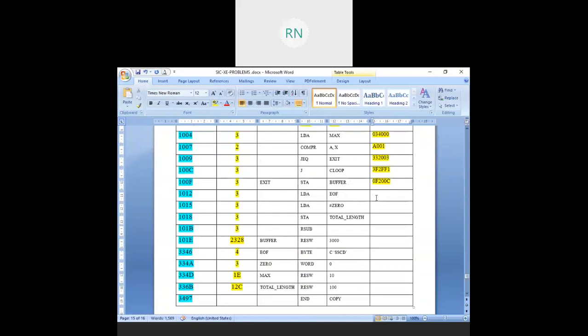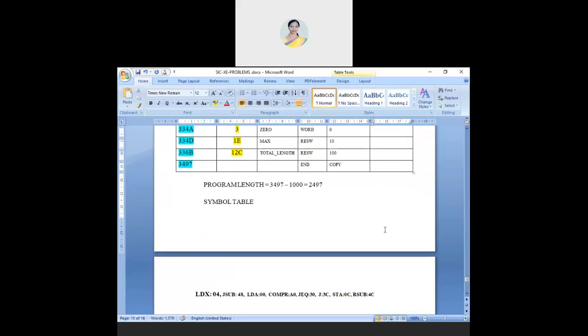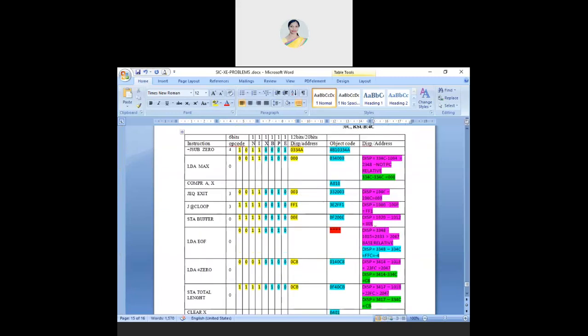LDA EOF, 034, FF9. Just cross check, no? Yes, ma'am, it's correct. What type of addressing? Base relative, ma'am.